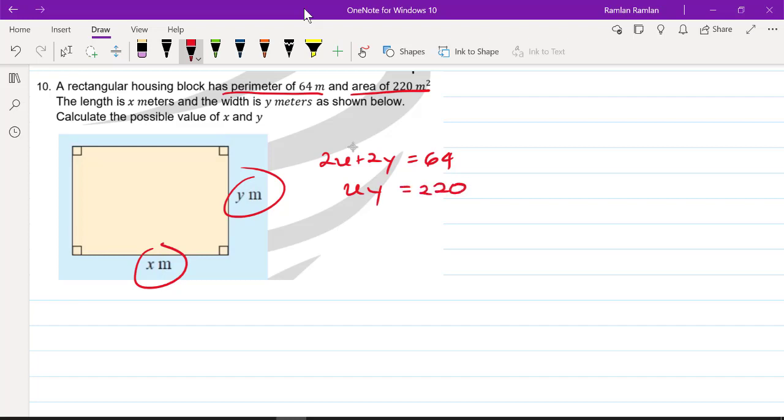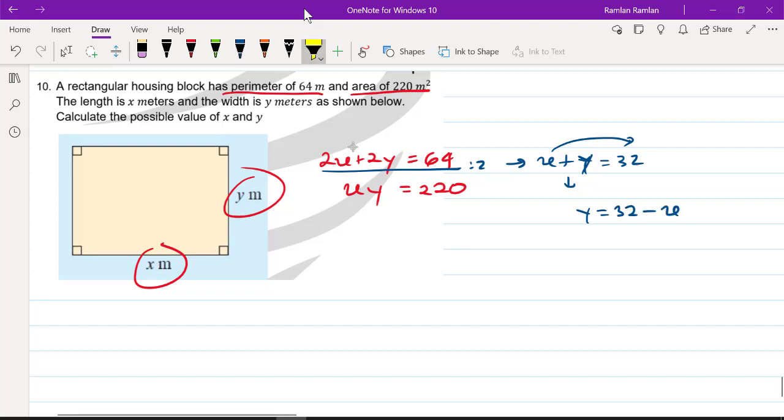So how can we solve this? Now we can see that in this first equation, I can divide everything by 2. If I divide everything by 2, this is just x plus y equals 32. That's the first thing. And then I can change this to make y the subject. If I move that x to the right side, it's just y equals 32 minus x.